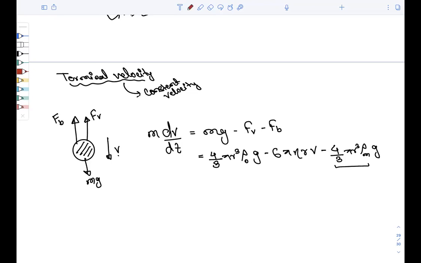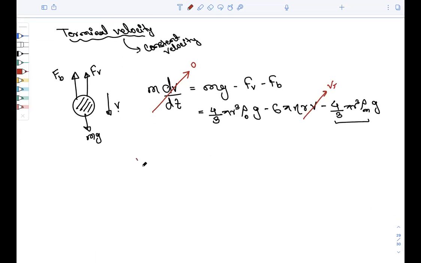Now, if it is going to attain its terminal velocity, then the net force balances out. There will be dv by dt equals 0 because it is constant, and this v tends to vt. And if you arrange these things, you will get vt, the terminal velocity, equals 2 by 9, and I hope everyone knows this formula, r squared g into rho naught minus rho m by eta.